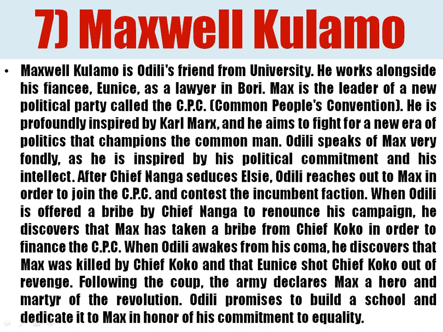And another character is Maxwell Kulamo. Maxwell Kulamo is a lawyer, and he is the fiancé of Eunice. And he met Eunice in London, and they struck a relationship when they were living in London. And he practiced legal services with his girlfriend Eunice. And then we saw that Maxwell was the arrowhead of the formation of the Common People's Convention, CPC, and then he also became the political candidate of the party in Abuga, his own village, against Chief Koko.